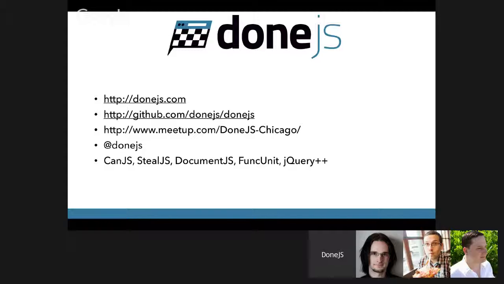All of these parts are separate projects in themselves, and DoneJS is really like the nice glue that puts them together. But the sub-projects are CanJS for the MVC parts, or MVVM parts, StealJS for build tools and live reload and dependency management, DocumentJS, which I'm not showing, for documentation, FuncUnit for testing, jQuery++ for jQuery extensions.